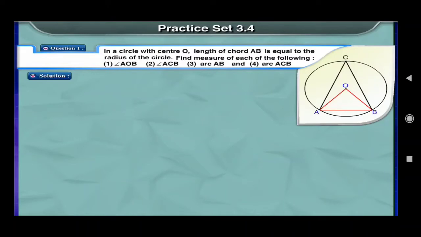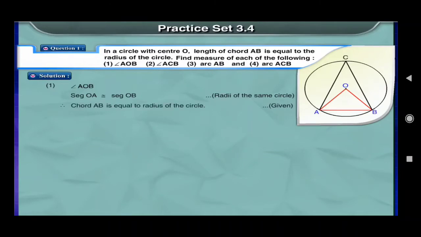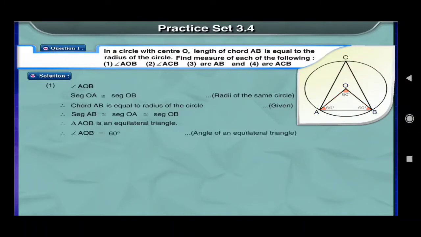Consider triangle AOB. In this triangle, segment OA is congruent to segment OB, since they are the radii of the same circle. It is given that the length of chord AB is equal to the radius of the circle. Therefore, chord AB is congruent to segment OA is congruent to segment OB. Therefore, triangle AOB is an equilateral triangle. Therefore, each of its angles measures 60 degree. Therefore, angle AOB is equal to 60 degree.